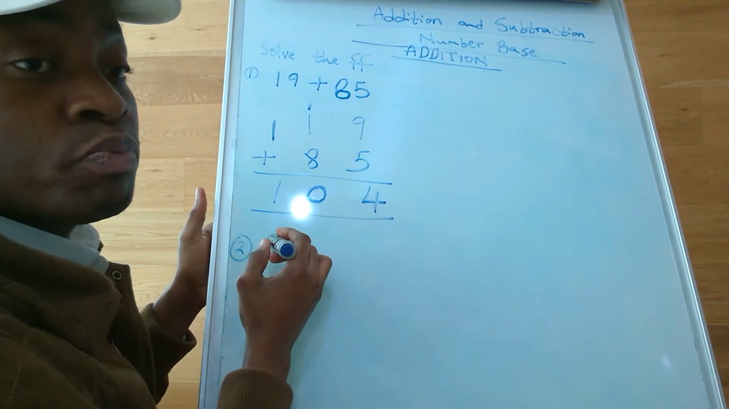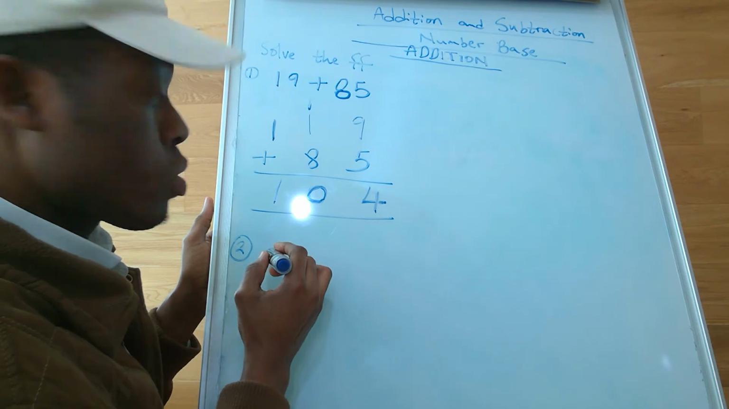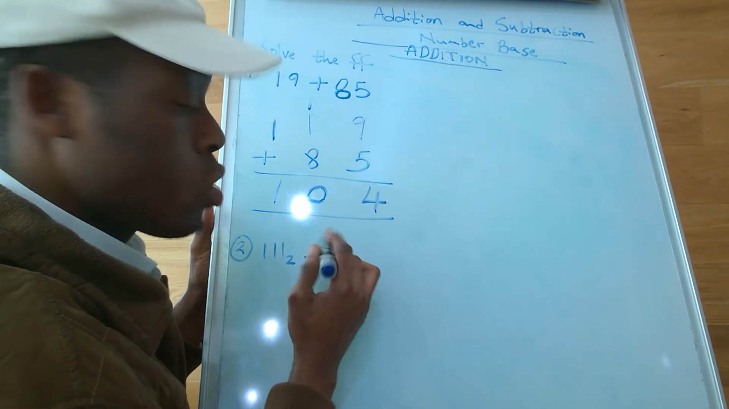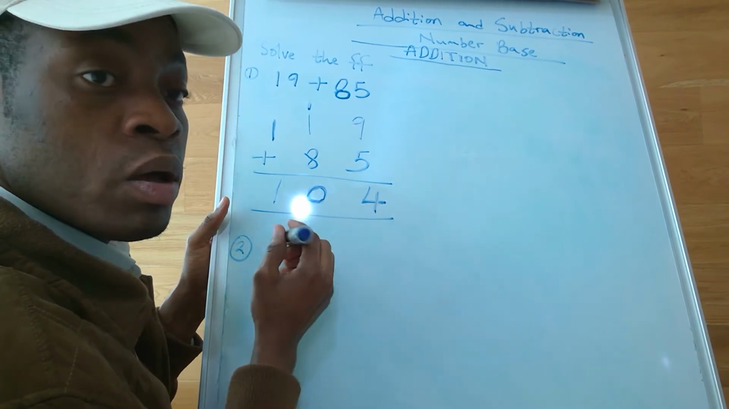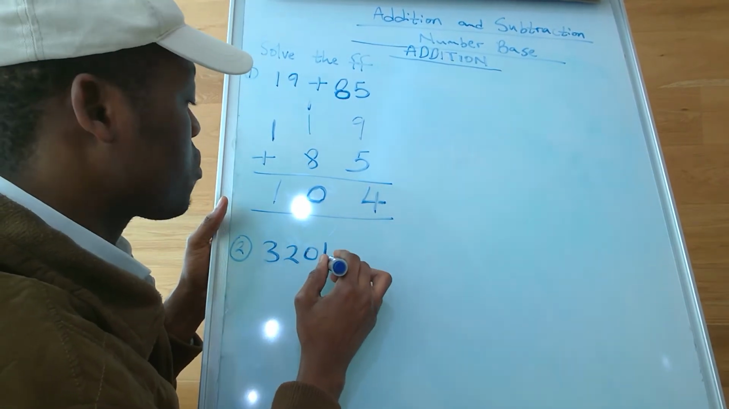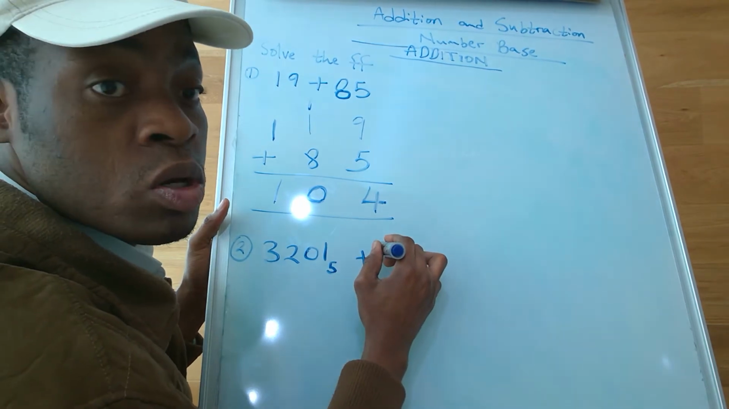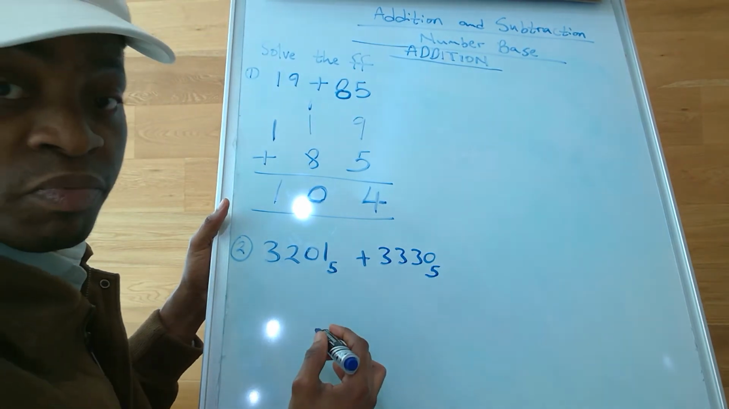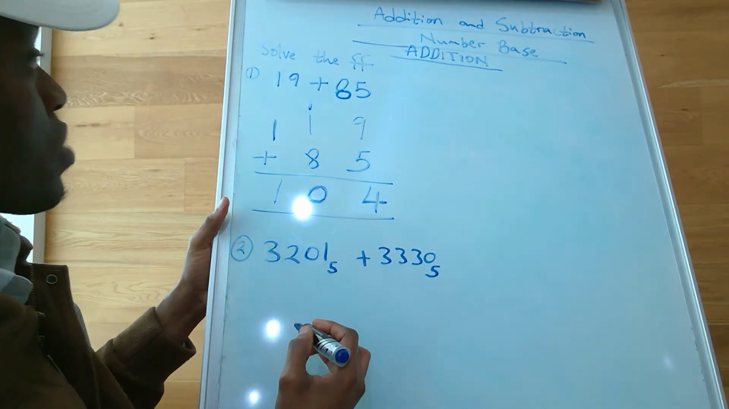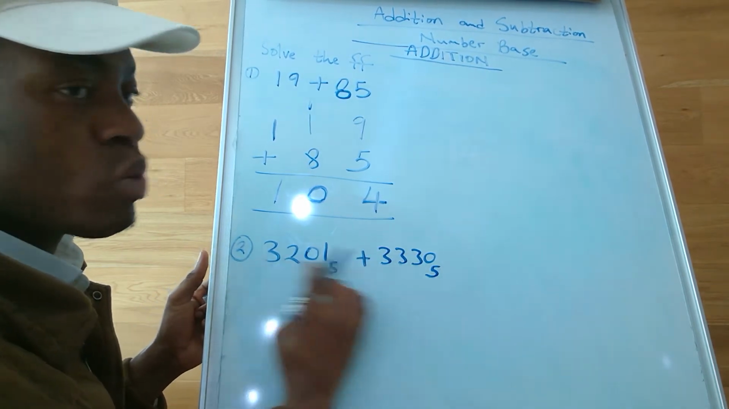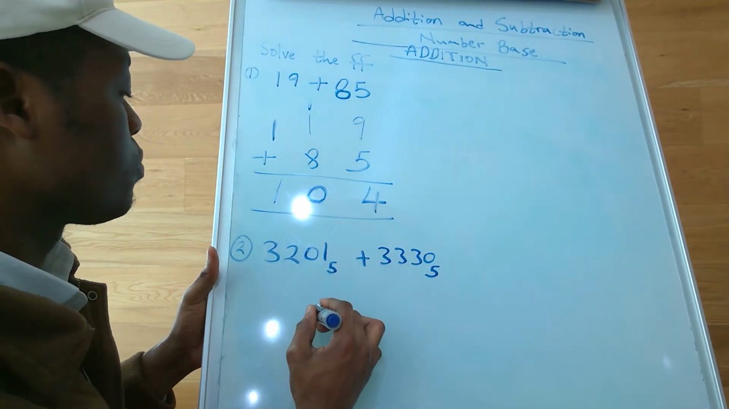Example number 2. 3201 base 5 plus 3330 base 5. Look at what we have here. And when you are doing your addition, always try to let there be space up, so that when there is 1, you can easily add the 1.